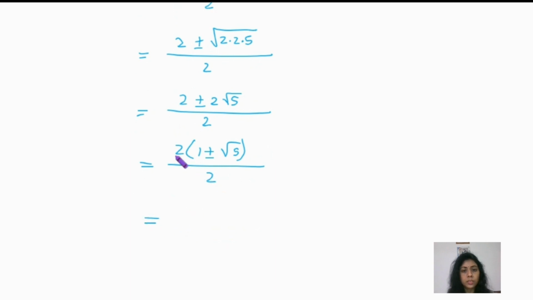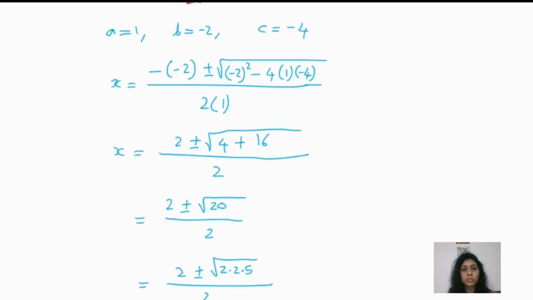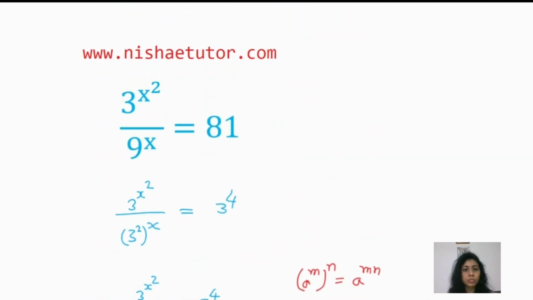This 2 and this 2 cancel. So our answer is 1 plus minus square root 5. This is the x value. So one value is 1 plus square root 5 and the other value is 1 minus square root 5. These are your two answers. So for this one, the answer is x equals 1 plus minus square root 5.